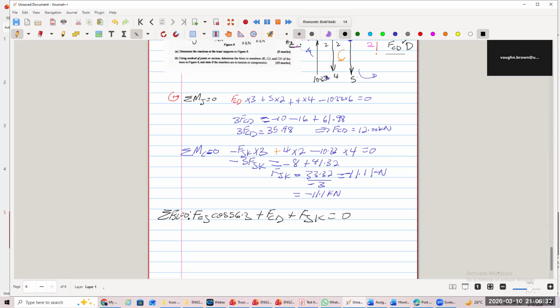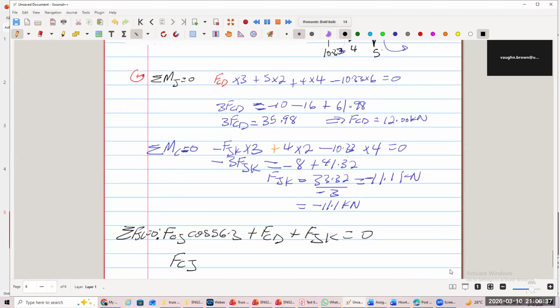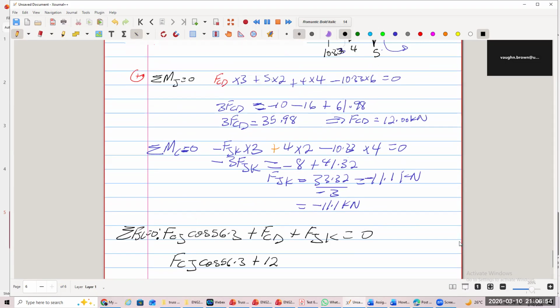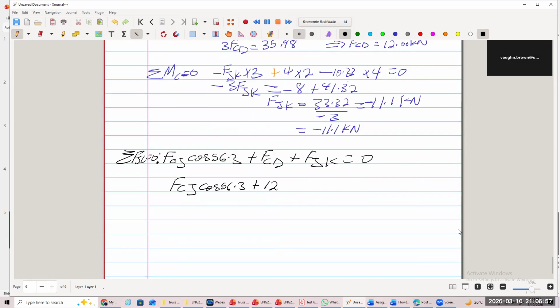So we have FCJ, make it bigger now. So FCJ cos 56.3. What was FCD again? FCD was 12. Let me check the directions. We have the directions, okay. Plus JK is minus 11.1. All right, so that should pretty much work it out.